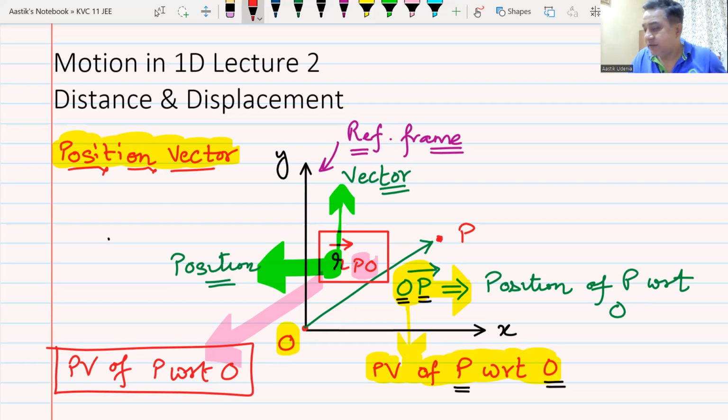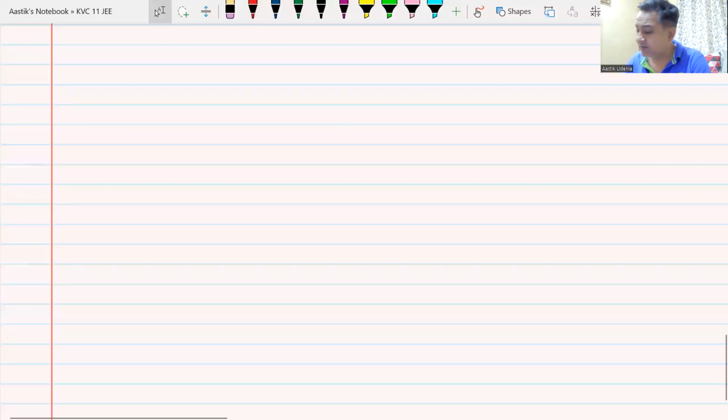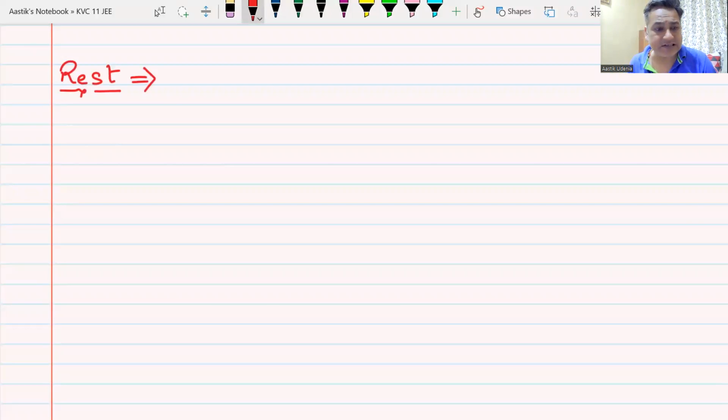Okay. That takes us to the next heading, and the next heading is the most basic of all headings. The next heading is rest. To understand motion, we have to understand what we mean by rest. If you understand rest, then you understand what is motion. So again, I give you the choice of telling me what you mean by rest. When do we say an object is at rest?